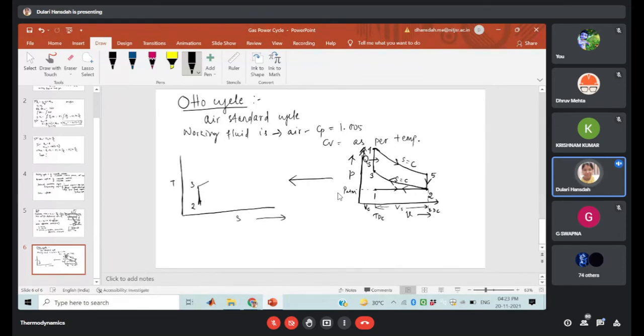Then we are having the constant volume, right? So in this case, V equal to C, constant volume heat addition, Q1 or QS, whatever it may be. So I have taken it here as Q1. Then we are having the 4 position. Then there will be the reversible adiabatic expansion process, right? Again, we are having the constant volume heat rejection process.